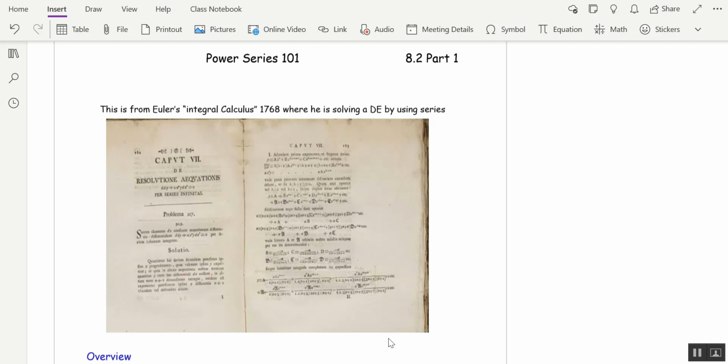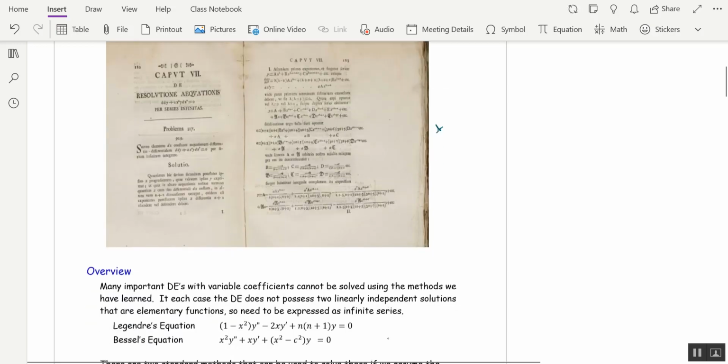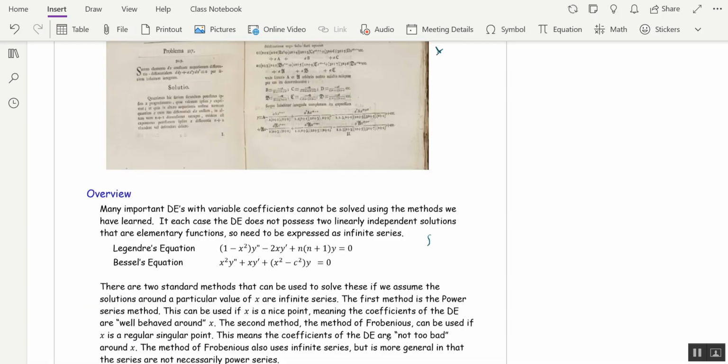Welcome to section 8.2. Power series methods are an important way to solve a lot of differential equations. And as you can see from this image here, they've been around for a long time. And if you actually look in section 8.8 of your textbook, you'll see a whole chart of differential equations that have to be solved using power series methods, because many of the differential equations we run across every day in life can't be solved using the methods we've learned so far in this course.